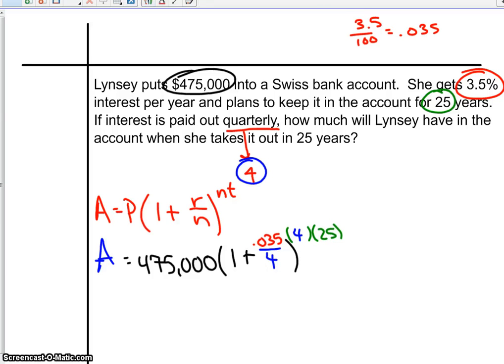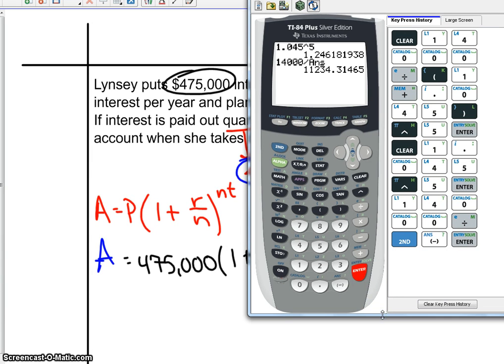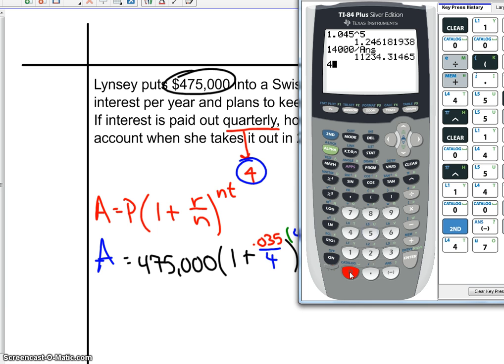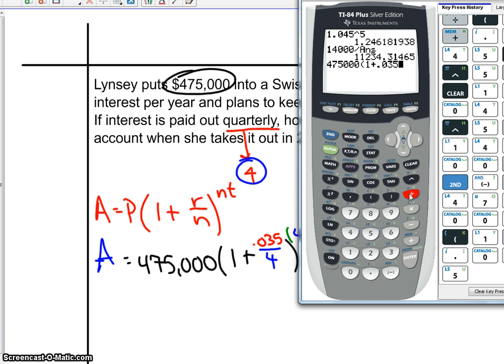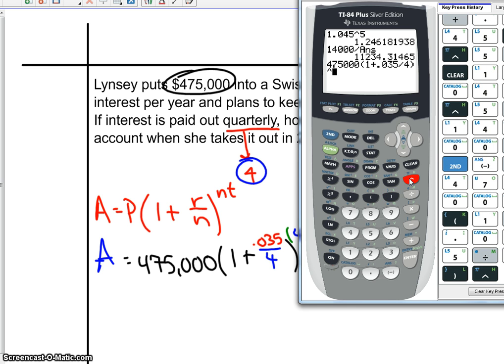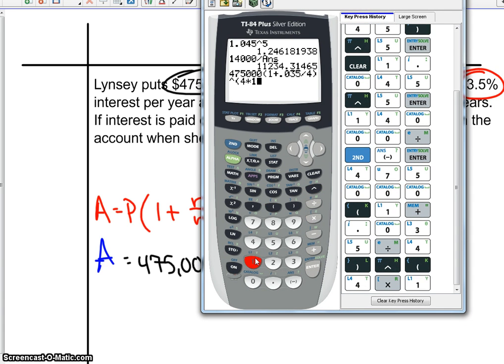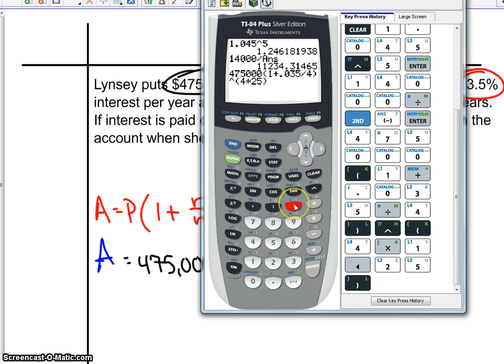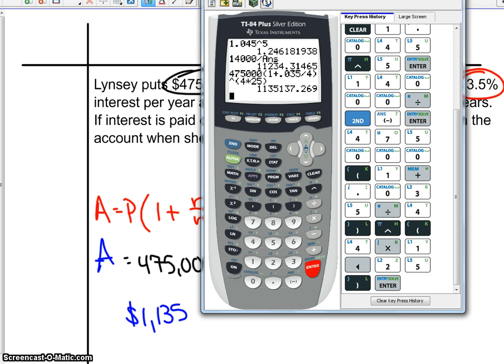Now, the nice thing, again, with my calculator, I'm able to simply type this in as I see it. So 475,000, and now I'm going to go with the parenthesis, 1 plus 0.035 divided by 4, raised to, now because I'm doing 4 times 25, if I'm doing a product in there, what I want to do is put that piece in parentheses. Most of you should be able to just say, hey, that's 100, but I'm just showing you for different situations. And so when she's done here, she's going to have $1,135,137, and again, because we're dealing with money, round to 2 decimals, .27 cents.